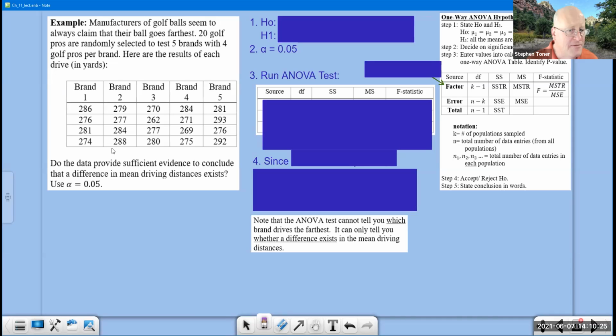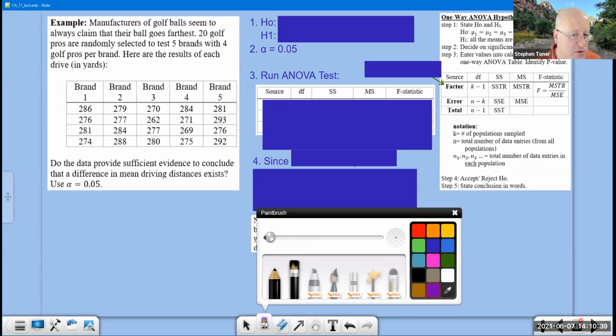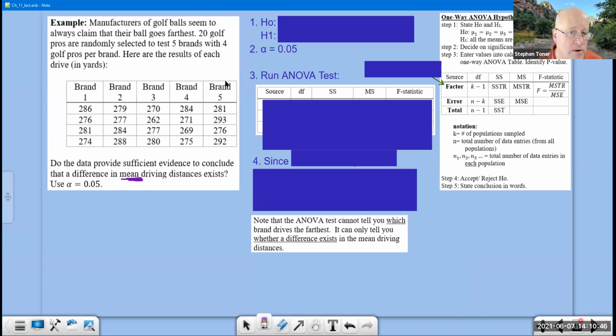And I don't have to have the same number in each column, but it just happens that I do. And the question says, do the data provide sufficient evidence to conclude that a difference in mean driving distances exists? Well, first off, the word mean is involved. And then when you see that we've got 5 different brands, that really tells you, ooh, 5 different lists I'm going to need to type my values into.